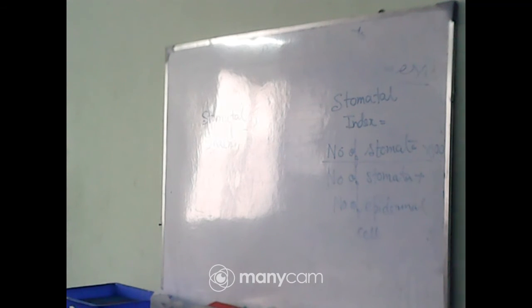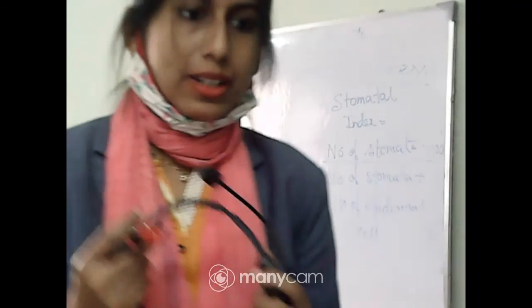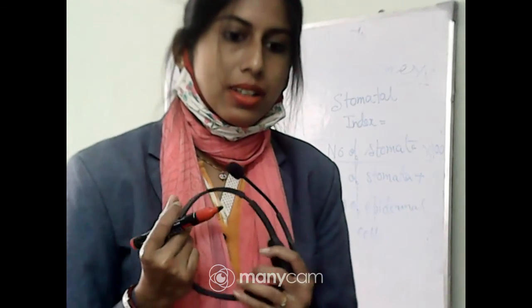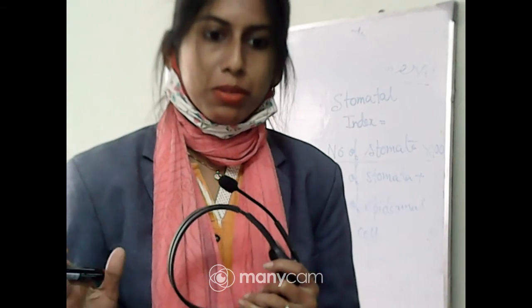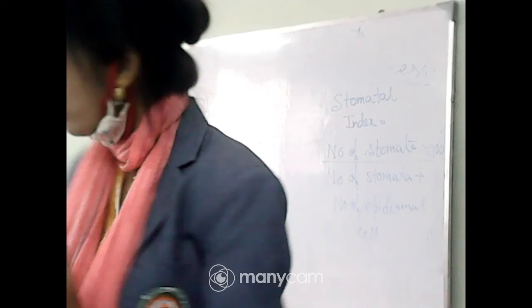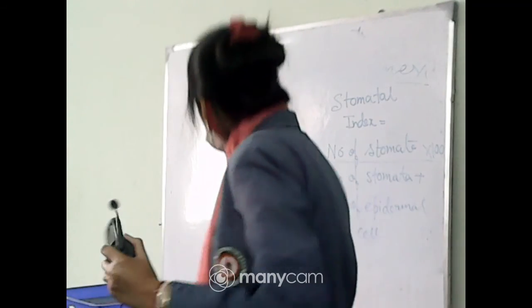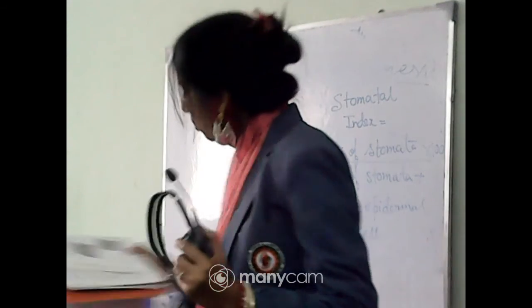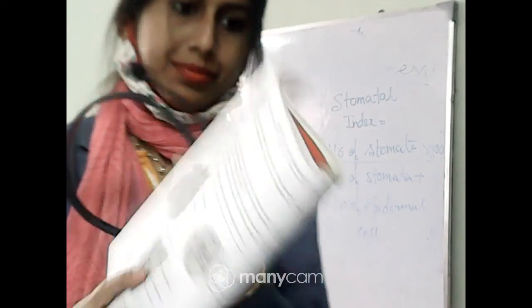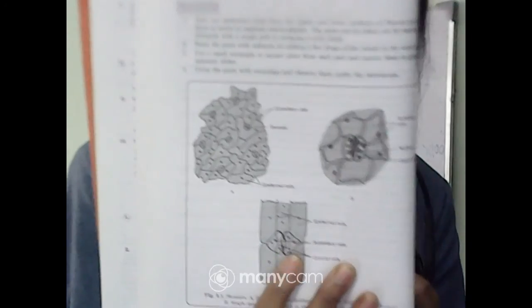Stomatal index is equal to number of stomata divided by number of stomata plus number of epidermal cells, into 100. Okay, so now I will count it and then I will tell you what the stomatal index is. You have to write it down in the observation part. Okay, and you have to draw the diagrams also that are in your practical book. Let me show you. You have to draw these diagrams.